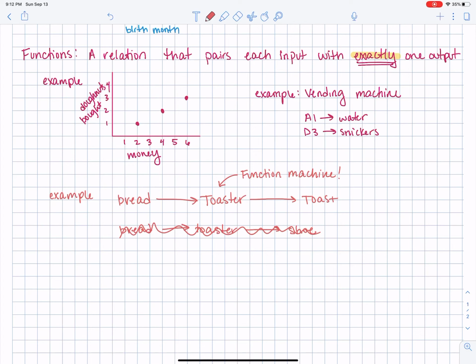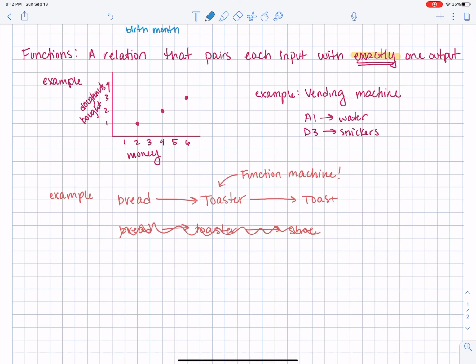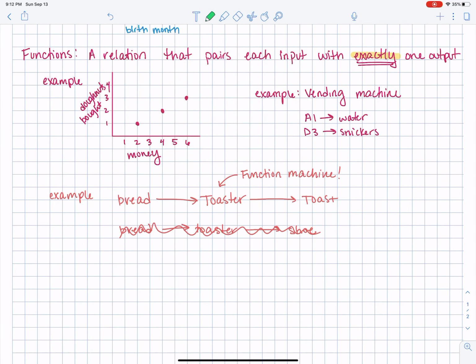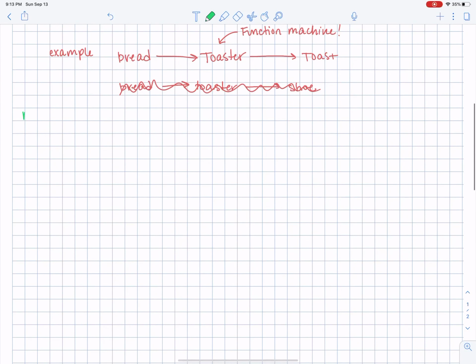And this is where it gets into our math section. We've already used blue. We'll go to green for this one. So when we talk about functions in terms of math, so I'm going to say math functions.